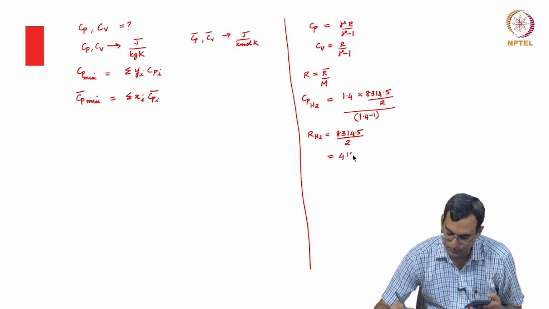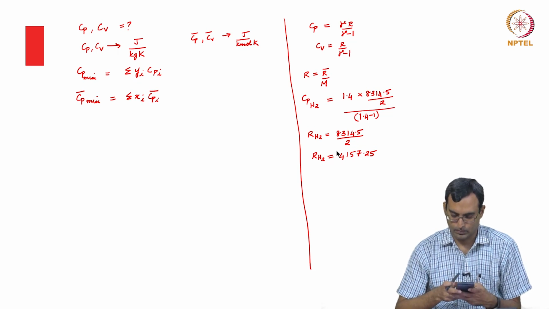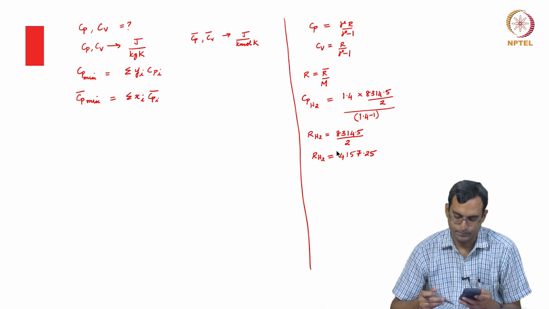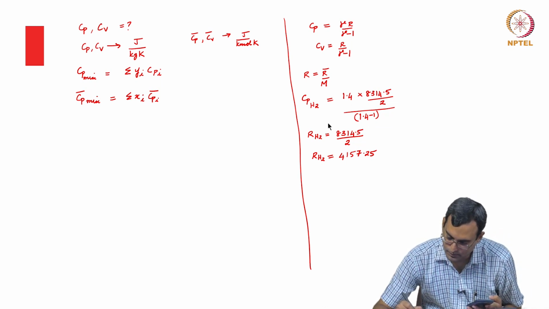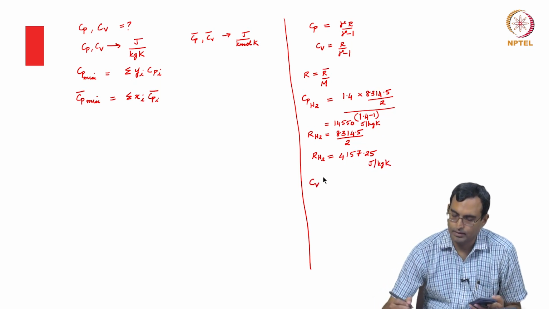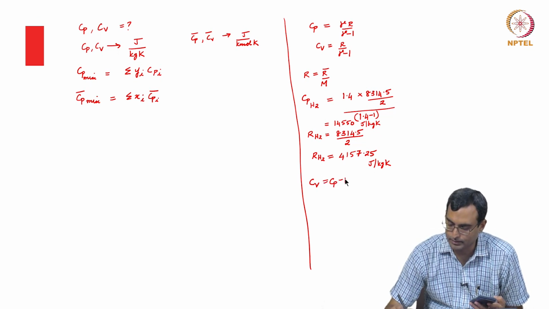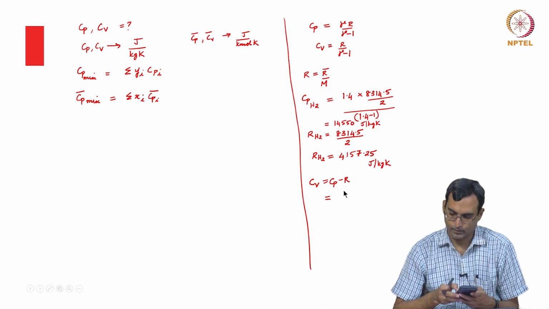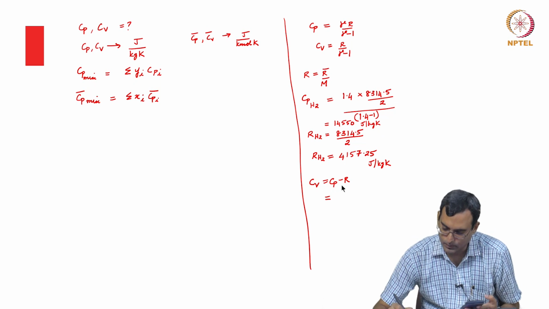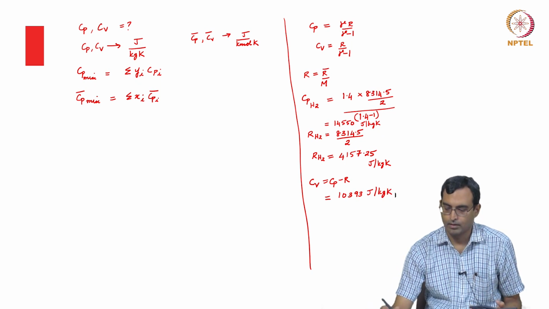So, this is 4157.25. So, Cp is R into gamma divided by gamma minus 1, which is 14,550. Cv is R by gamma minus 1, but we also have that Cp minus Cv is equal to R. So, Cv is essentially Cp minus R, which is 10,393. So, I have these values for hydrogen.